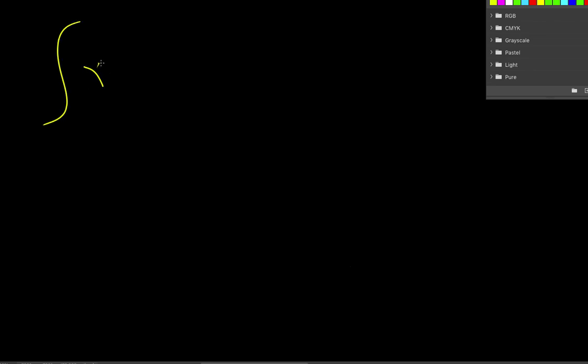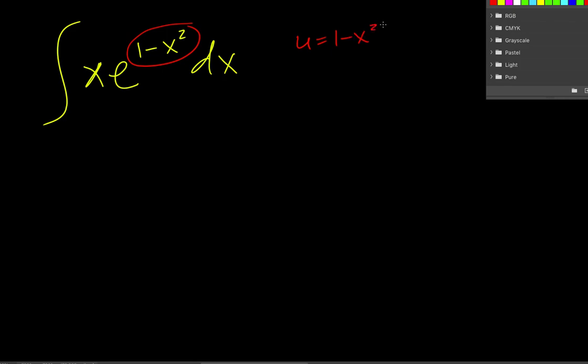Now we have the integral of x times e to the 1 minus x squared, dx. Now, what I'm going to do is a kind of preliminary u, because I'm guessing the u is this. So I do 1 minus x squared, and then I take the derivative of that, and it's negative 2x. Now the problem is there's no negative 2x. But there is an x, and there would be a dx on this too.